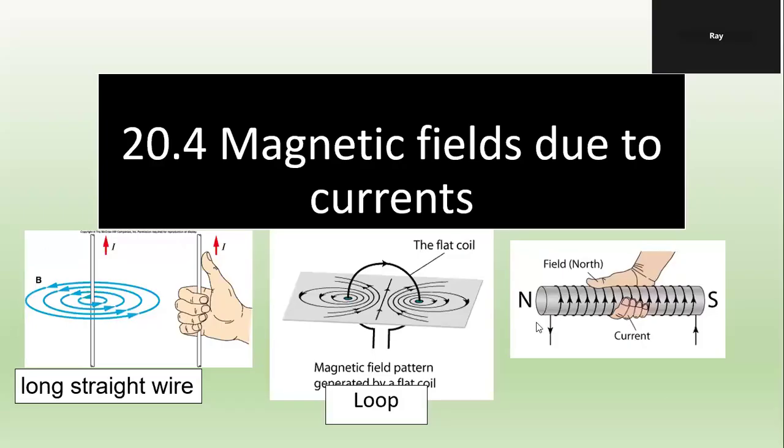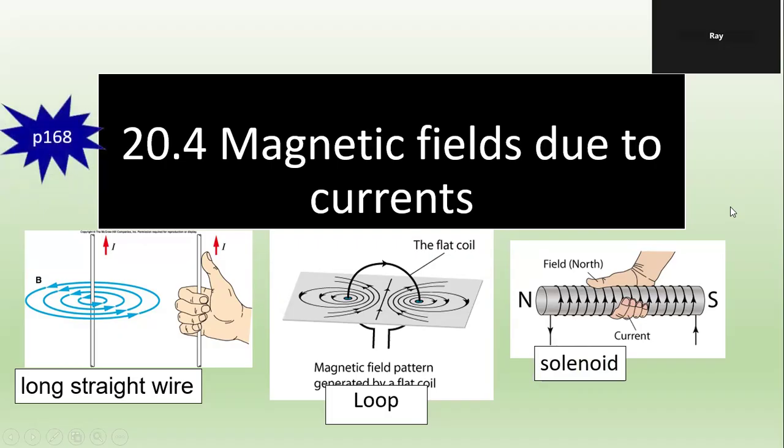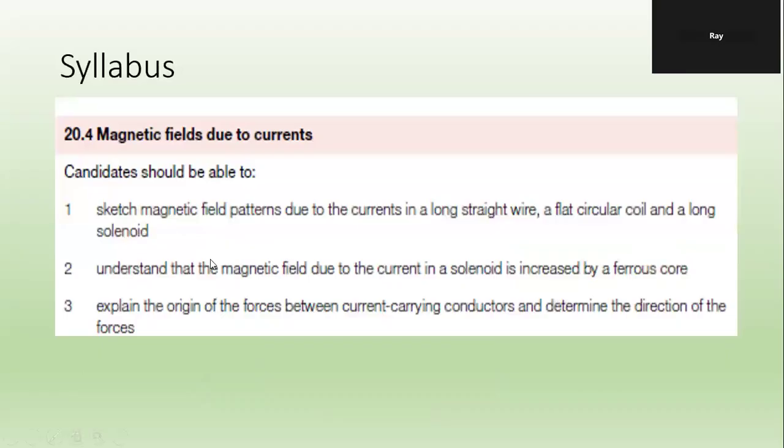This one summarizes what we are going to cover: magnetic field due to currents. Page 168, there's the syllabus. I think they have made it simpler. Explain the origin of the forces between current-carrying conductors and determine the direction of the forces. No need to calculate, I think.